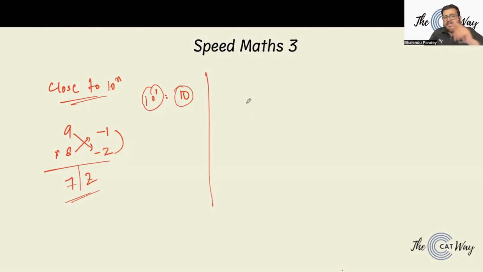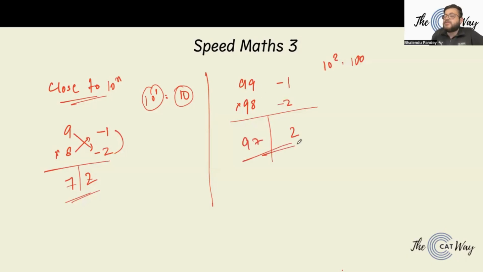Right? So let's take a different value. Let's take the values as 99 into 98. Suppose this is what you have to do. Right? Now the closest power of 10 over here is 10 power 2, that is equal to 100. Now 99 is how much less than 100? It is minus 1. 98 is how much less than 100? It is minus 2, right? Minus 1 into minus 2 will give you a 2. 99 minus 2 or 98 minus 1 will give you a 97.